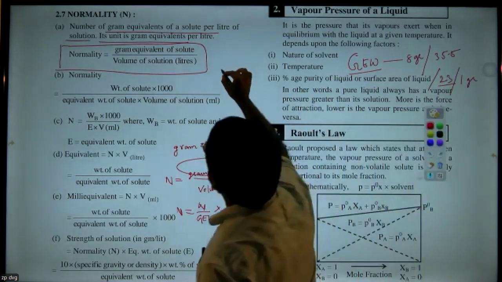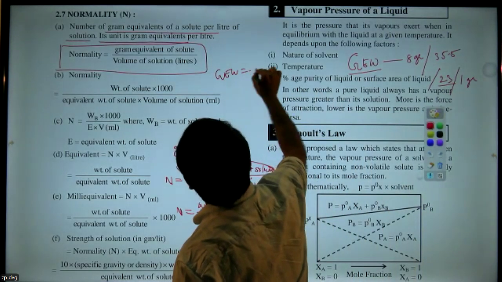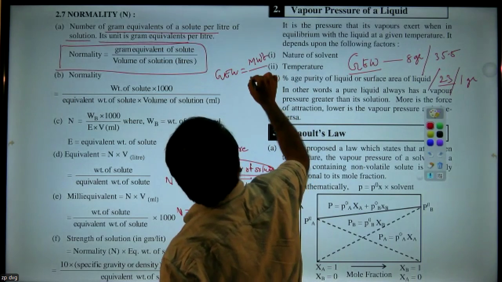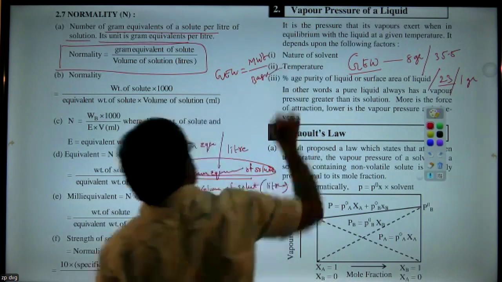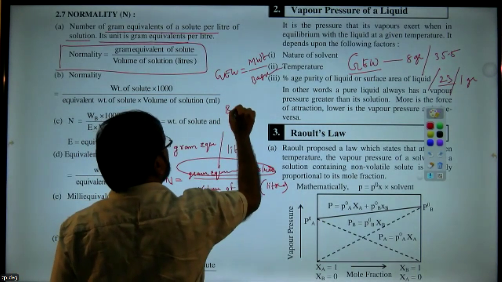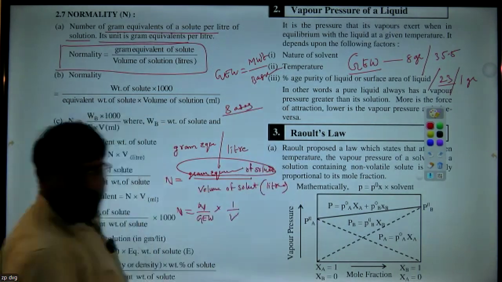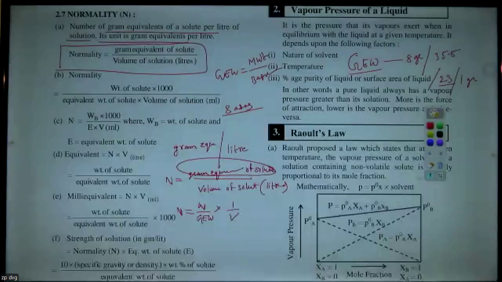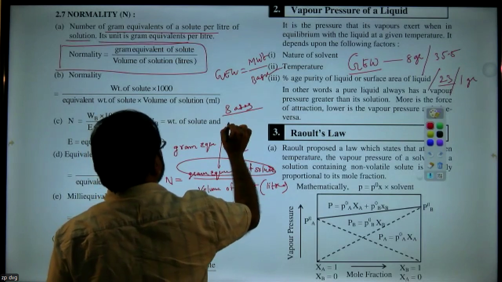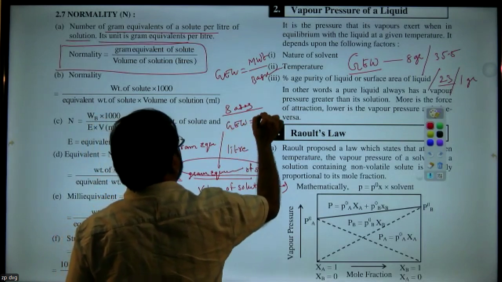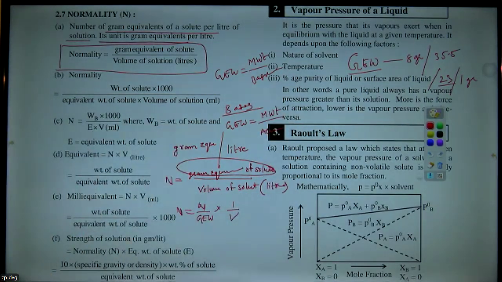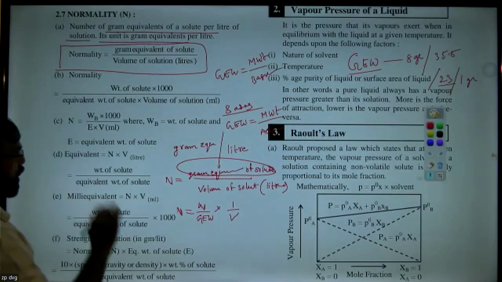Suppose for the gram equivalent weight of acids, what formula can we use? Molecular weight divided by basicity, we can use that formula. In case of bases, what formula do we have to use? To get the gram equivalent weight of the base, gram equivalent weight is equal to molecular weight divided by acidity. So different formulas are there related to gram equivalent weight.